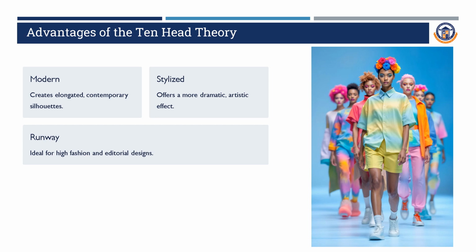Advantages of the 10-head theory. Why is it used in the fashion industry, why is this particular theory required? Modern apparel is used in contemporary silhouettes. Artistic styling is ideal for illustration and visual impact. Runway ready, suited for high fashion models and exaggerated cuts. For example, long coats, gowns, tailored suits. It benefits from proportion to enhance the body heights.